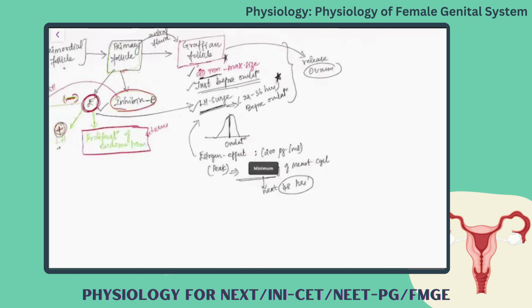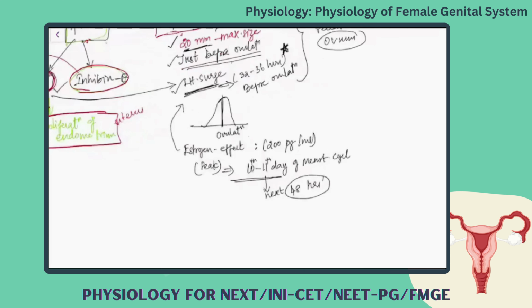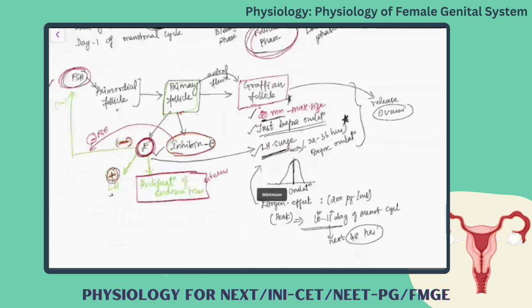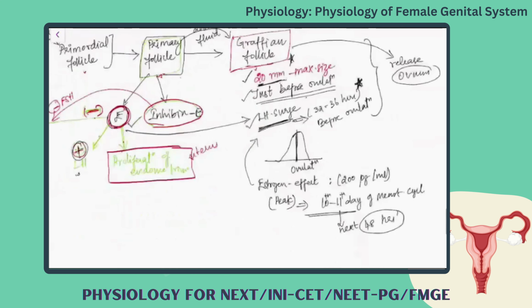So far what we have seen is only the follicular phase. Now ovulation has happened, and next we are going to see the luteal phase. Clear with the follicular phase? Any doubt in the follicular phase? Yes. Remember all the measurements, the durations and the values of estrogen, the LH surge, when it is present, how long it is present, and why it is present.